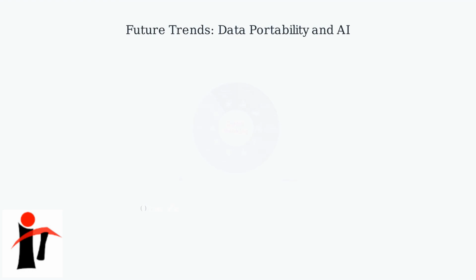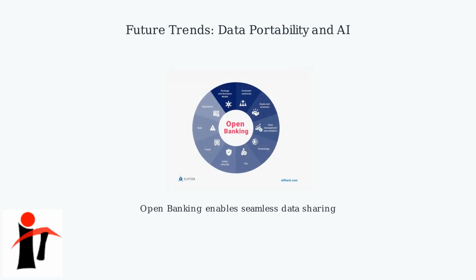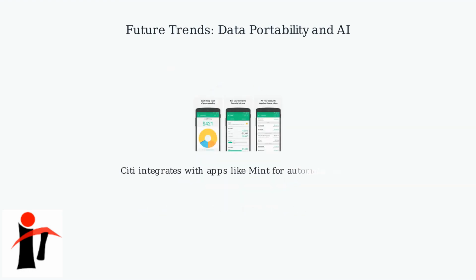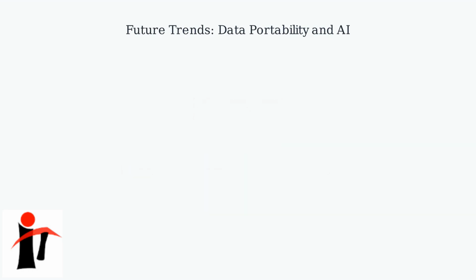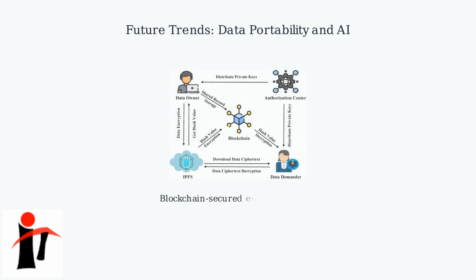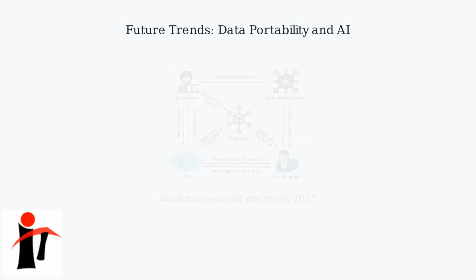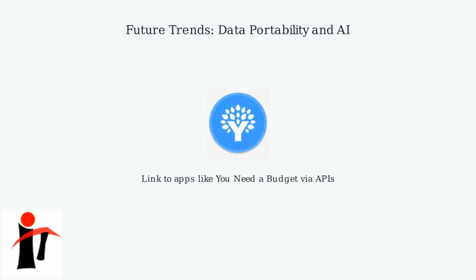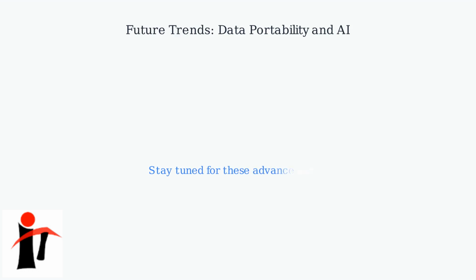Looking ahead, the trend of data portability and open banking is growing. Citi integrates with third-party apps like Mint, allowing automated transaction pulls. Citi is also piloting AI-driven categorization in exports, auto-tagging transactions such as groceries versus entertainment using machine learning. By 2027, blockchain-secured exports may become widespread. Stay tuned for these advancements.